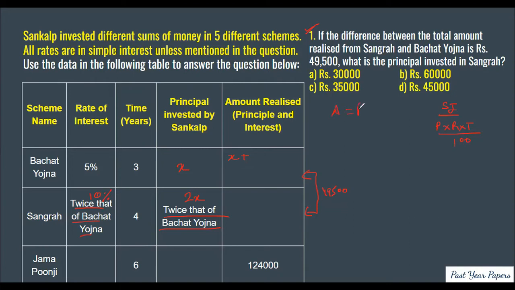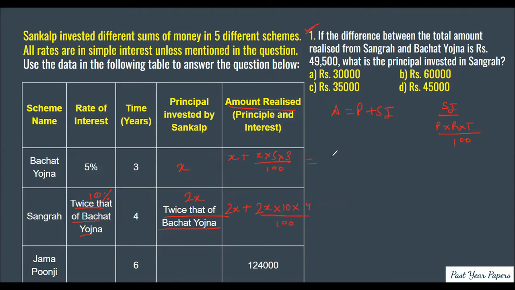Amount is principal plus simple interest. So this is amount. Amount will be principal plus simple interest. Simple interest will be P, R is 5, T is 3 upon 100. Okay, let's go further. What will be the amount for Sangra? This will be 2x plus principal, that is P, R, T, that is 4 upon 100.